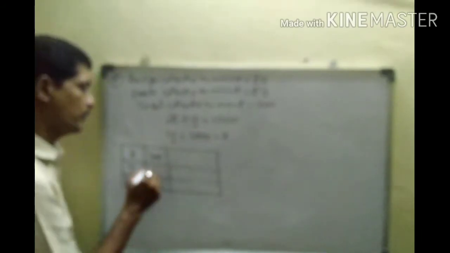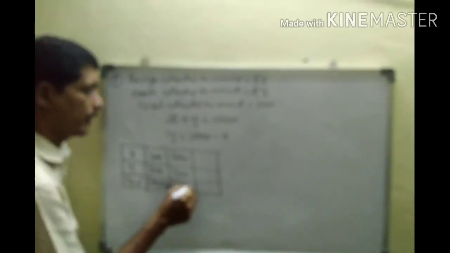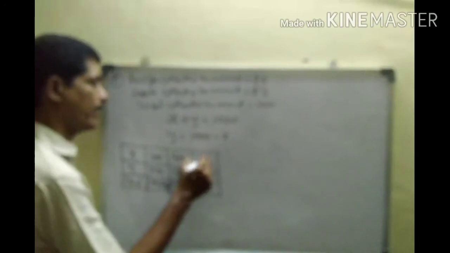Substitute x equal to 300. Y value is 1000 minus 300, that equal to 700. 300 comma 700. Substitute x equal to 500. Therefore 1000 minus 500, that is 500. Therefore 500 comma 500. Next, you substitute x equal to 700. Therefore y value is 300. Therefore 700 comma 300. Okay.